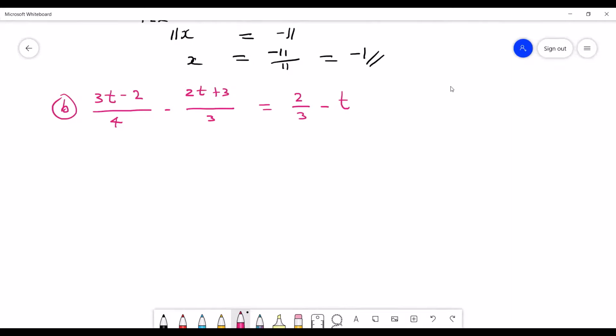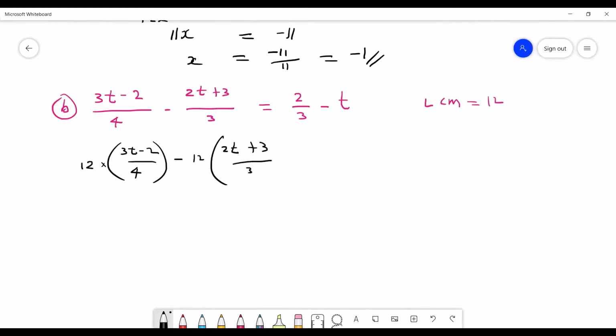Here, let us find the LCM of this 4 and 3. 4 and 3 LCM, here it is 12. So let us multiply throughout with 12 now. So here it is 12 into 3t minus 2 by 4 minus 12 into 2t plus 3 by 3. That will be equal to 12 into 2 by 3 minus 12 into t.